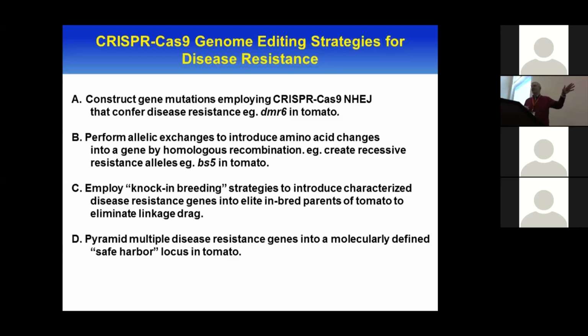It happens. So what you have to do sometimes is produce thousands of plants where you can get 3 or 4%. You screen through all those. Okay. So, it's a lot of work, and it costs. If you had to regenerate 1,500 maize plants, it's expensive, right? So you can think about it. The other thing that Jonathan Jones, who's a long-term colleague of mine at the Sainsbury Lab in Norwich, and I have been talking about is what we call knock-in breeding. So knock-in breeding is basically strategies to introduce characterized disease-resistant genes into elite inbred parents of tomato to eliminate linkage drag.